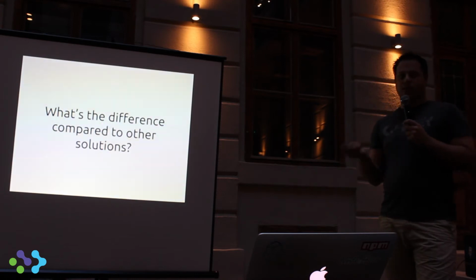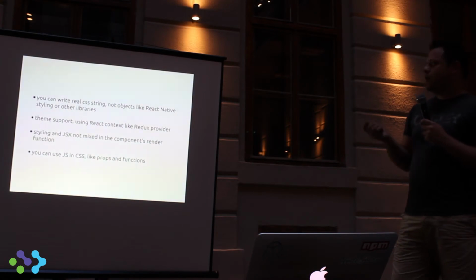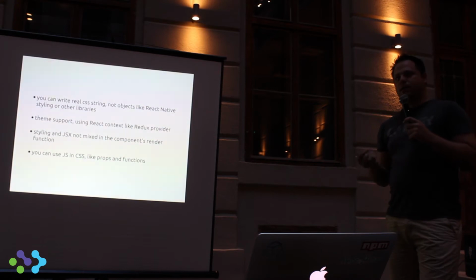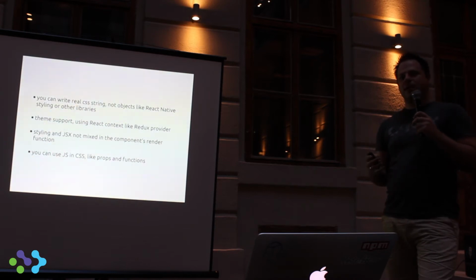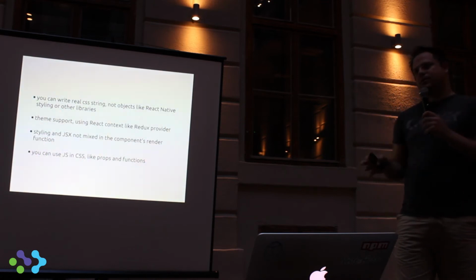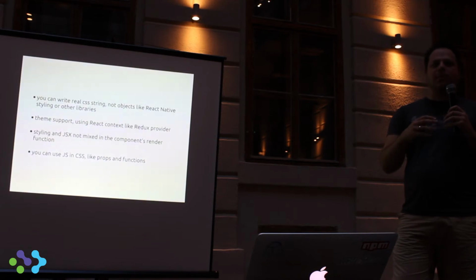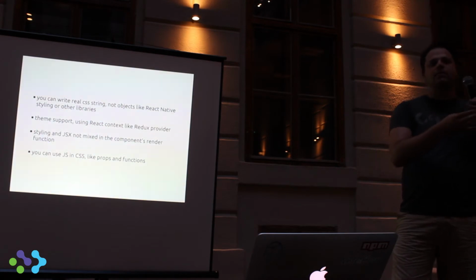So what's the real difference compared to the previous solutions? You can write real CSS, and not just object mapping like with other CSS in JS libraries, or if you use React Native, where you have not real CSS but a CSS object, so you have to camel case everything. So it's not basically the same thing. It looks like CSS, but it's not. Here you use real CSS, and it's going to be just copy pasted as real CSS.